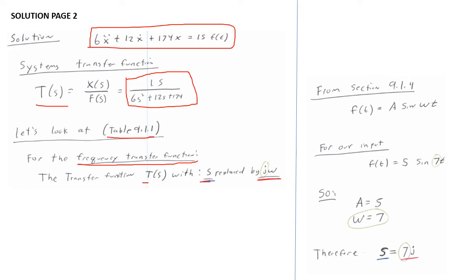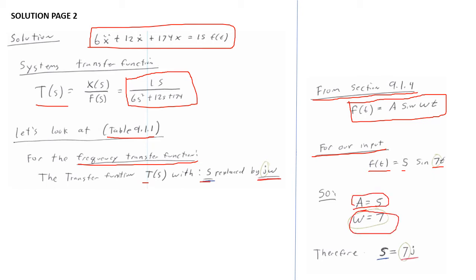Now, what we need to do next is figure out what our omega is, so we can go to section 9.1.4. In this section, we have f of t is equal to A times the sine of omega t. For our input for this specific problem, we are given that f of t is equal to 5 times the sine of 7t. From this relationship, referencing back to 9.1.4, we see that A is equal to 5 and omega is equal to 7. So we can plug our omega of 7 into our frequency transfer function. Therefore, s is equal to 7j.